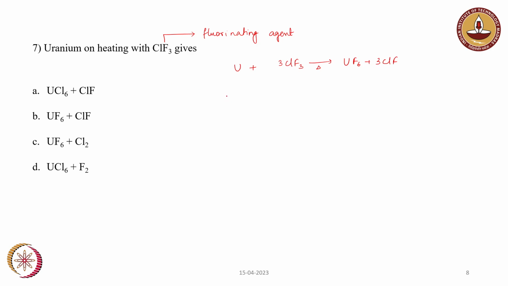And ClF3 can react with AsF5. ClF3 plus AsF5 will give ClF2 plus and AsF6 minus. So the correct answer is option B, UF6 and ClF are produced when uranium is heated with ClF3.